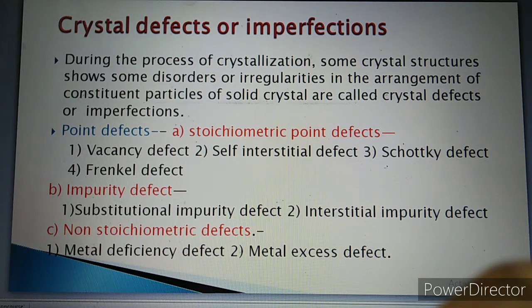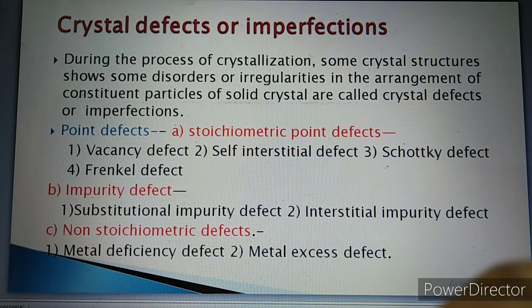In your 12th standard, you have only point defects. So what is a point defect? During the process of crystallization, some crystal structures show disorder or irregularities in the arrangement of points. Which points? Lattice points. What are lattice points? The points which are present at the intersection of lines during the formation of the crystal. So if there is a disorder or irregularity in the arrangement of lattice points, then that defect is called a point defect.